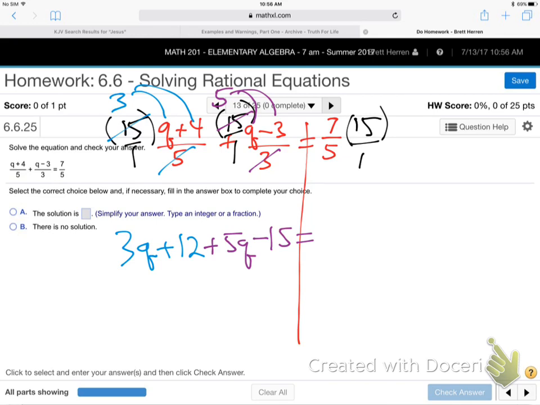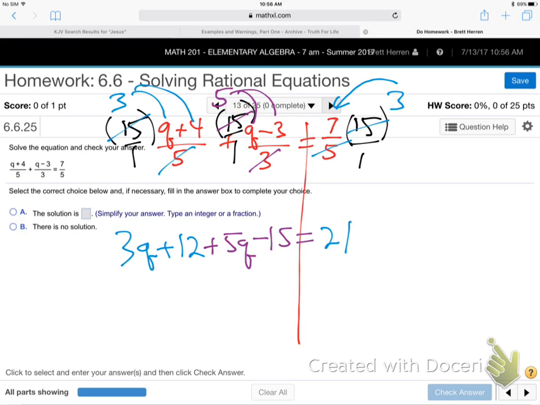And now, for the right side, 5 into 15, 3 times. The leftovers multiply 3 times 7, 21. Like that. We good?